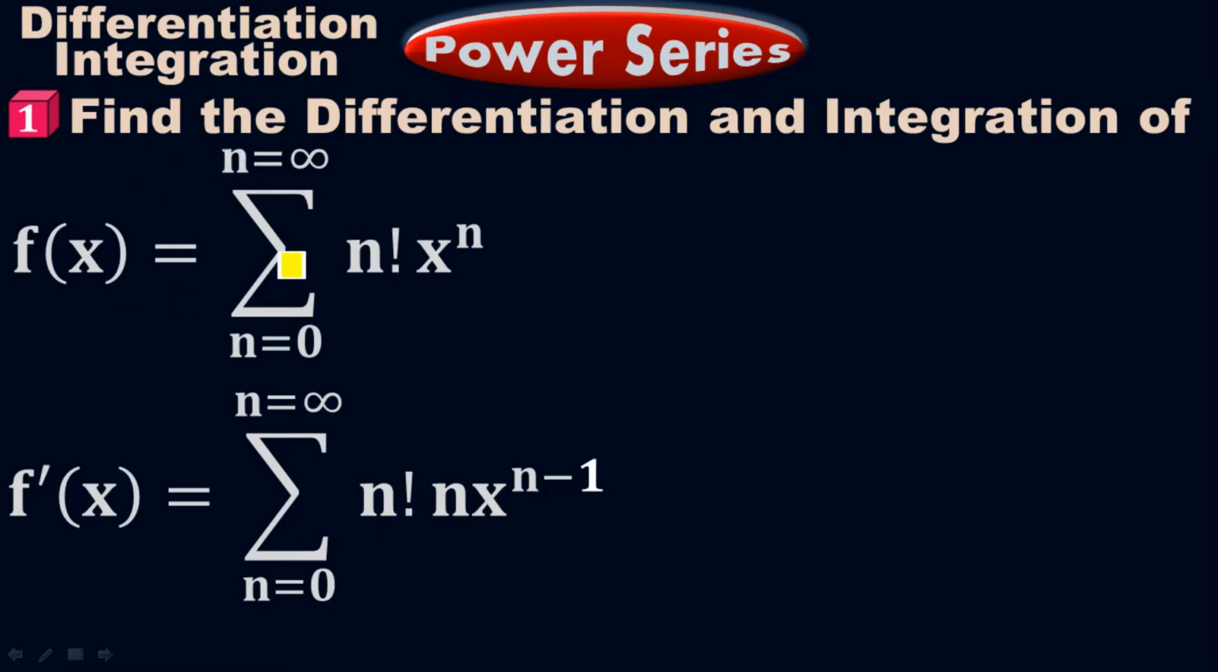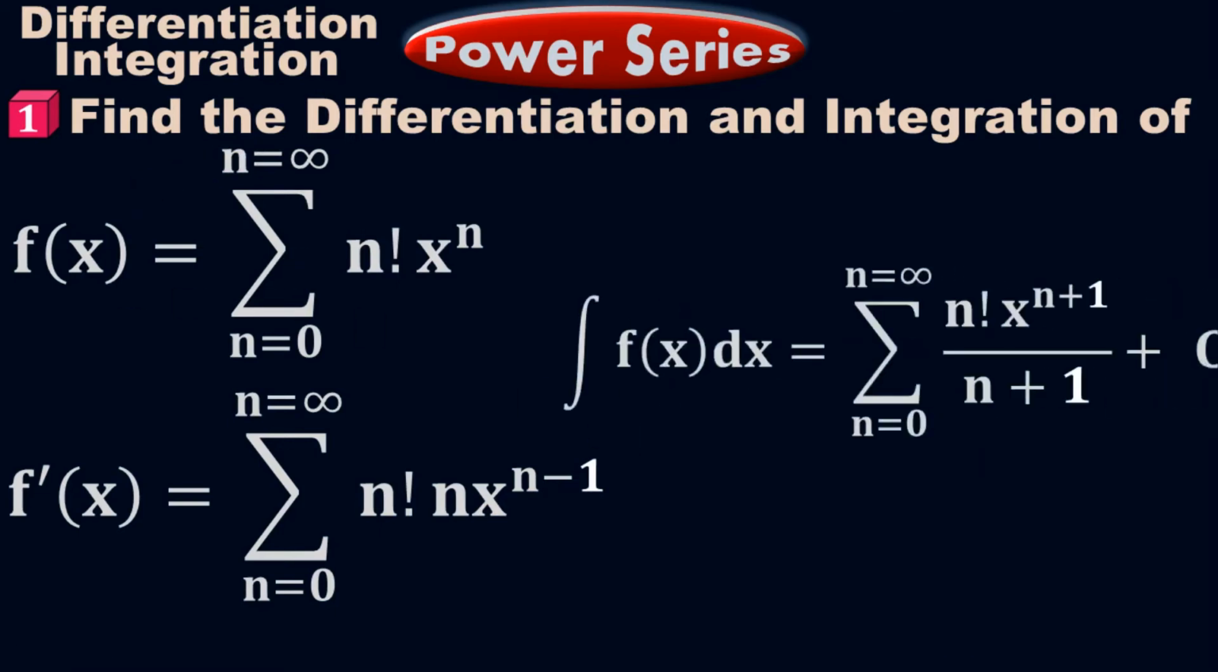Now to take integration on both sides. Just take integration on both sides to have the integral of f of x dx equals the summation of n factorial times x to the n plus 1 over n plus 1 plus constant c. Don't forget plus constant c. It is for the indefinite integral.